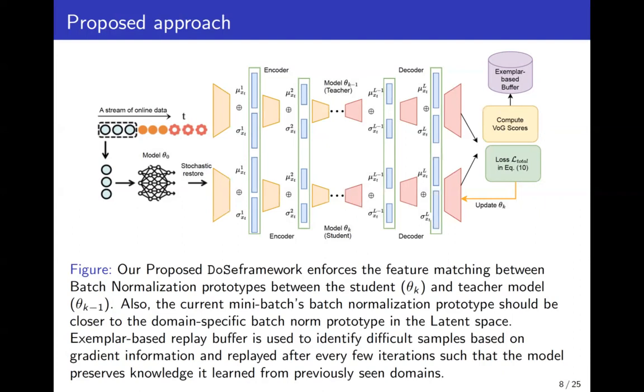So an exemplar-based replay buffer is used to alleviate catastrophic forgetting. So we compute the VOG scores for each batch of images and store the most difficult samples based on the VOG score in the exemplar-based replay buffer. And after every couple of iterations, we replay these images into the neural network so that the model doesn't forget the information of these difficult samples.